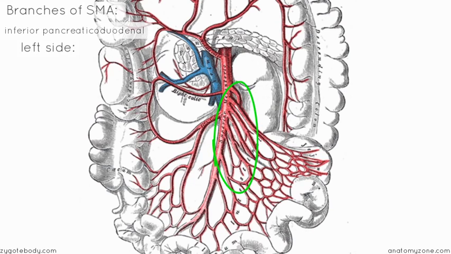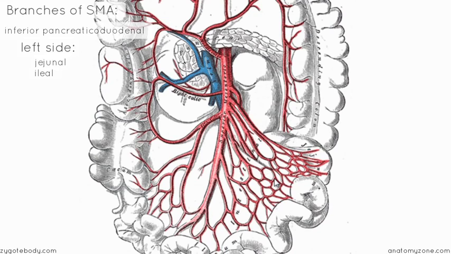So you've got jejunal vessels and ileal vessels, and there's lots of these, as you can see. What you'll notice is that there are these arches or arcades, which are anastomoses between these vessels. The vessels join together to form these arches or arcades, and you can see that there are a few levels of these arcades.